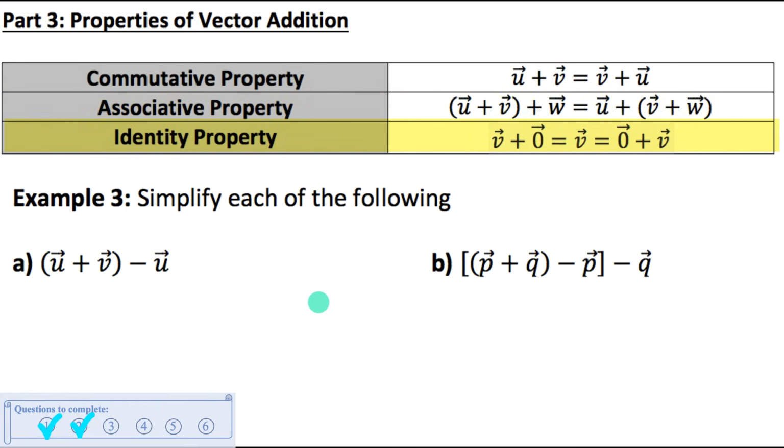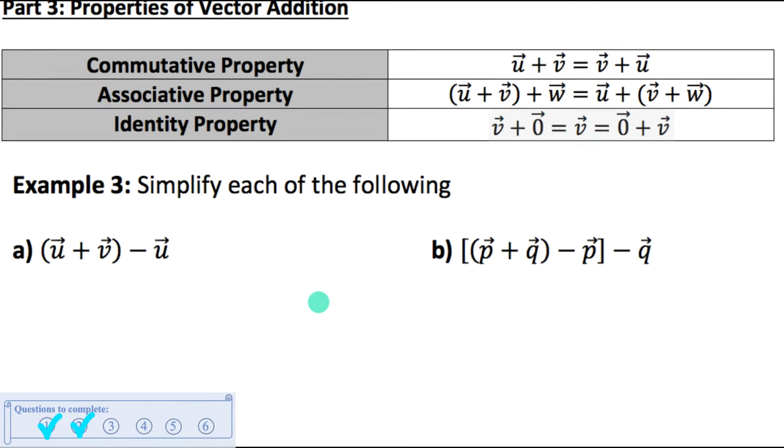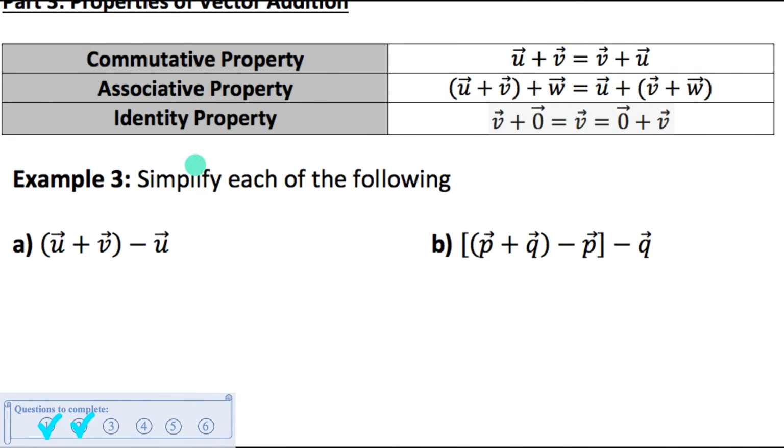And then our last property, the identity property, tells us that if we add the zero vector to a vector, we're left with just the original vector. So vector V plus the zero vector is just equal to vector V. And also because of the commutative property, we know that that would also be equal to the zero vector plus vector V. So with these properties, we should be able to simplify the following expressions.